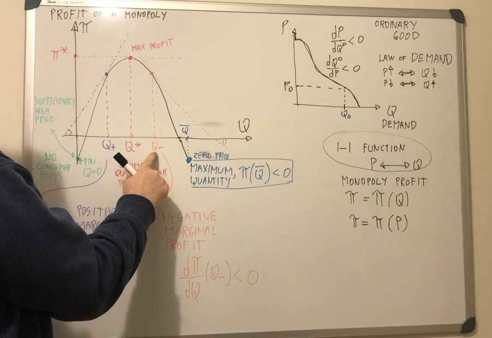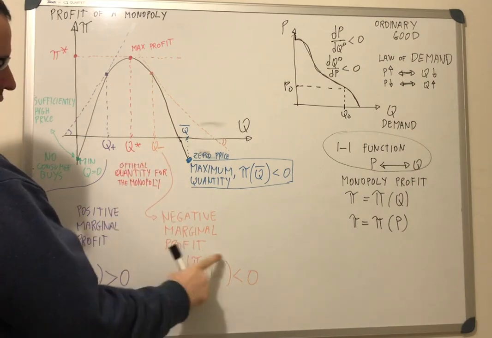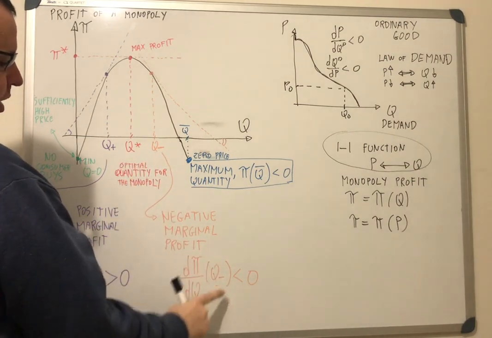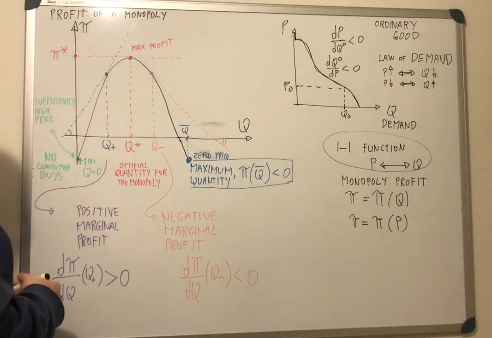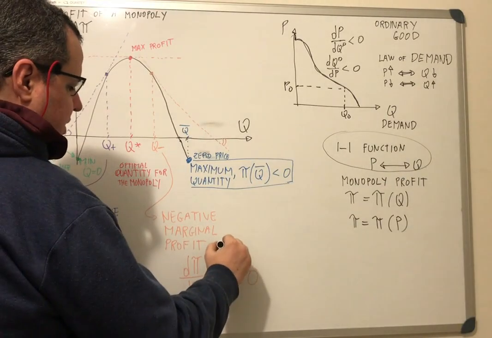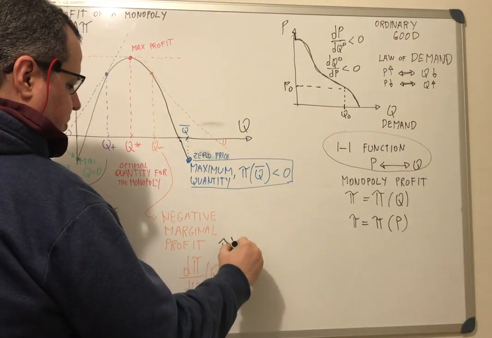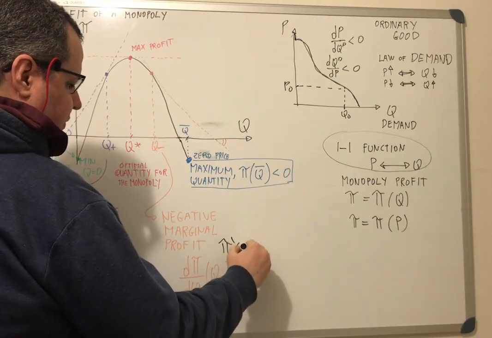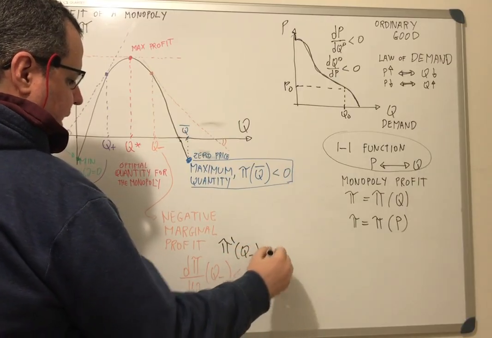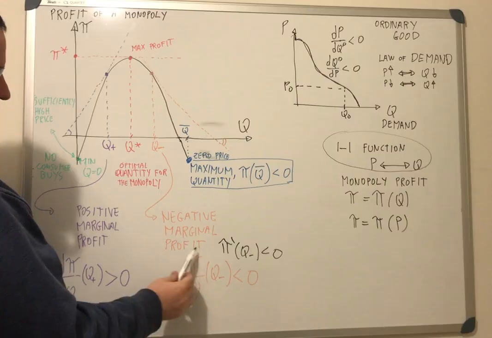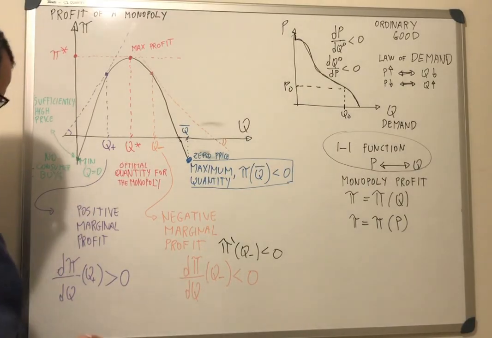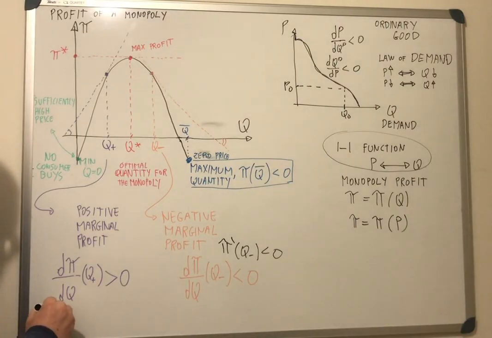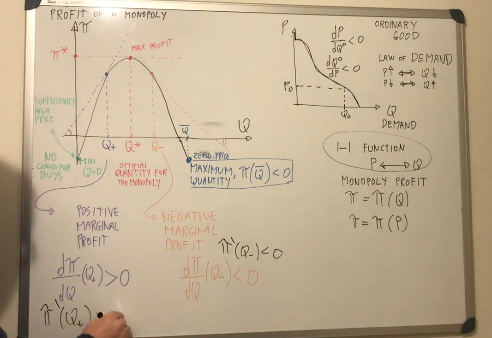This point here, the other way around, Q minus, you have negative marginal profit. Okay? So your marginal profit here is negative. I could write this equation as pi prime of Q minus is negative. Sometimes we use this prime notation, sometimes we use this. This is called Leibniz notation for the derivatives. This one is pi prime of Q plus is positive.